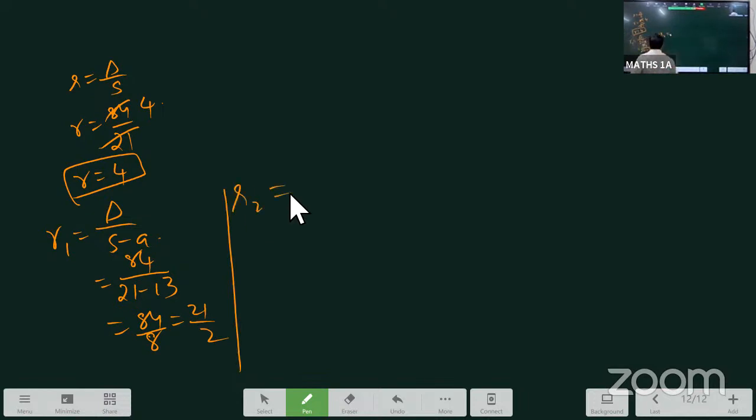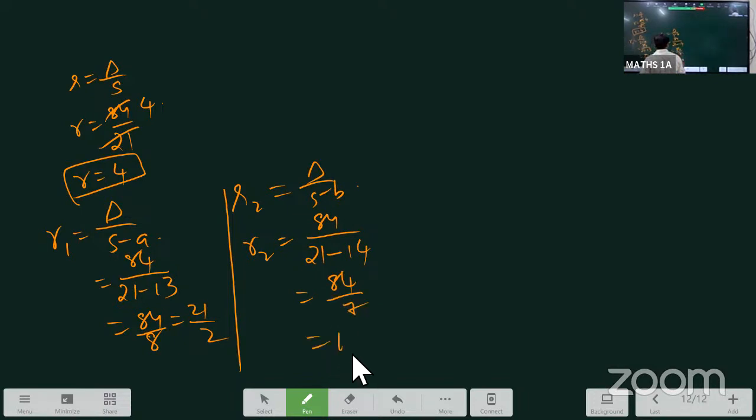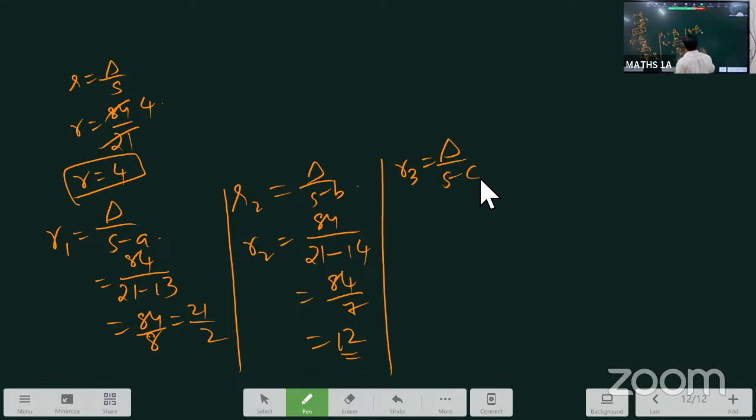Next, what I'm going to find? R2. What is the formula? Delta by S minus B. R2 equals delta is 84, 21 minus 14. That is 84 by 7, which is 12 times it goes. Next, R3. Delta by S minus C. That is 84 by 21 minus 15. That is 84 by 6. How many times it goes? 4 times.